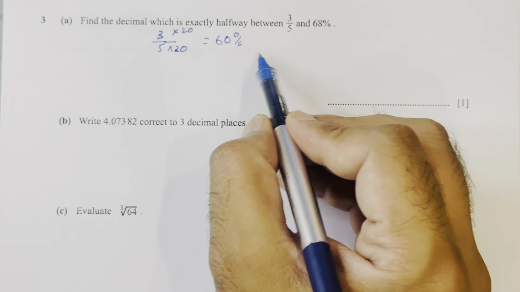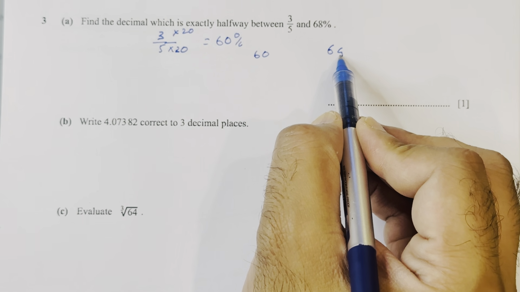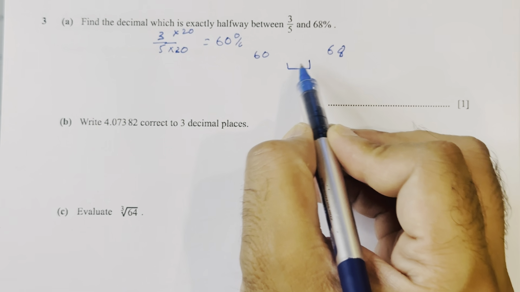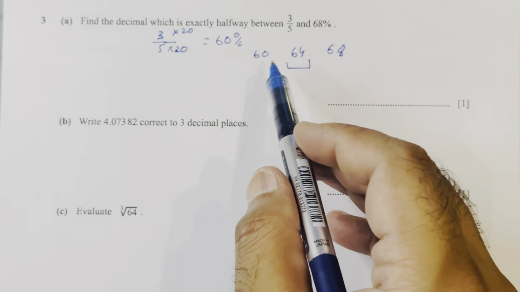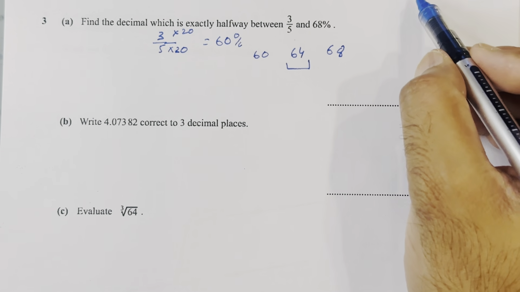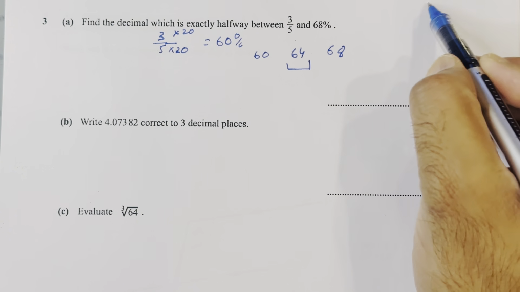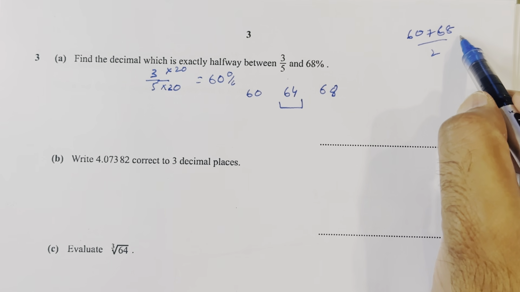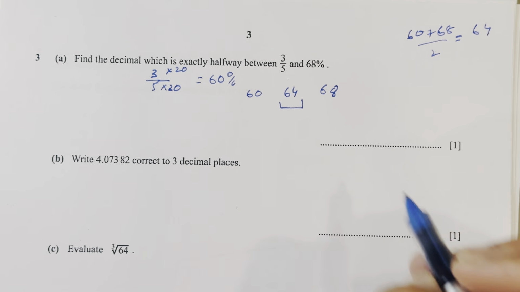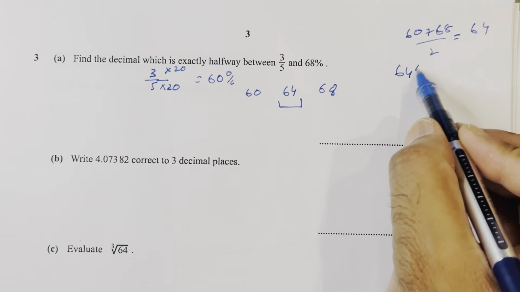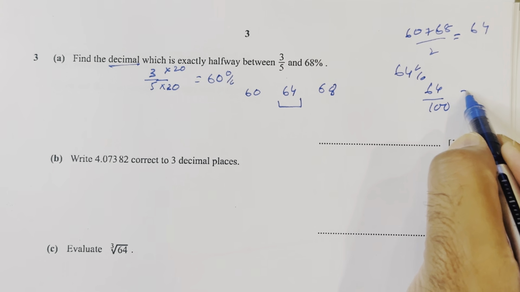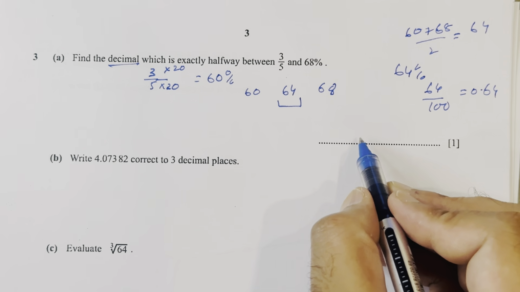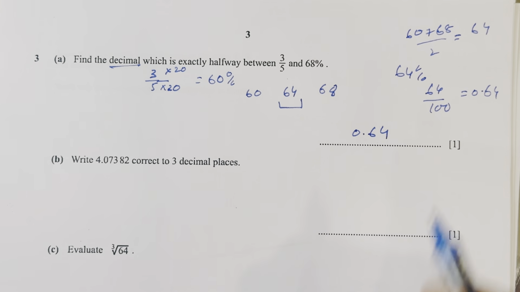So the number between 60% and 68% would be 64%. You can easily show that, or you can add both these numbers, 60 plus 68, then divide by 2, and the answer would be 64. So 64% is exactly halfway, but we need to find the decimal. We know that 64 by 100 is equal to 0.64. This is a simple question of decimals, percentages and fractions. Now we will move to the next part.